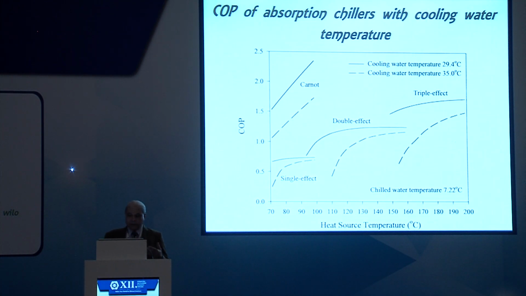Now, you see here the comparison is between a single effect, double effect, and triple effect. And I'm showing you the Carnot cycle as well. Of course, the Carnot cycle is an unrealistic cycle, so you can see it on the top left side of the diagram. Now, it's shown for two different cooling water temperatures. The cooling water is what goes into the condenser, and the cooling water is another way of saying how high the condenser temperature actually is. The higher the condenser temperature, as I'm sure many of you know, the less efficient the refrigeration machine actually is. And the lower the evaporator temperature, the less efficient the refrigeration machine actually is. So the refrigeration machine is less efficient at lower evaporator temperature and higher condensing temperature.